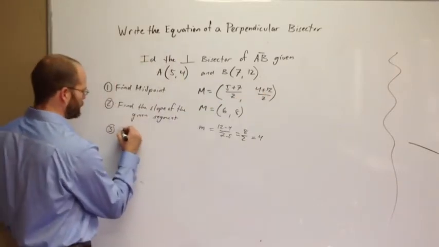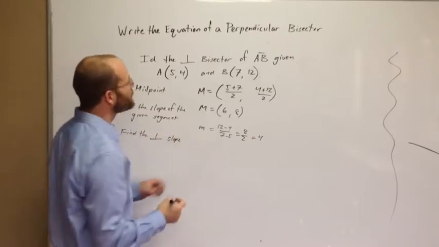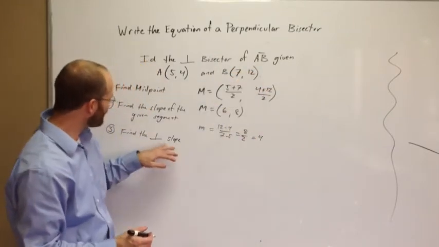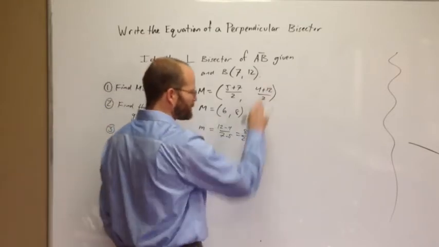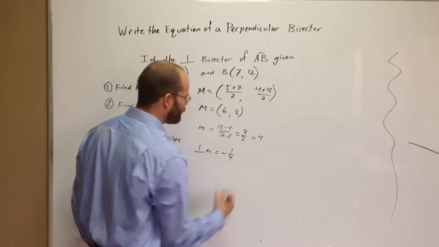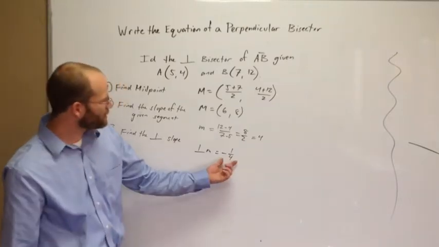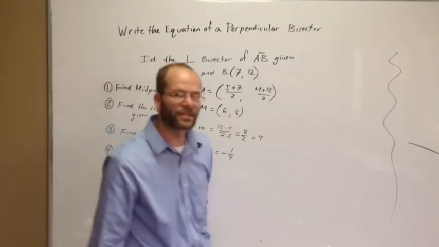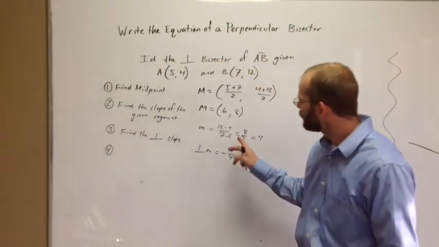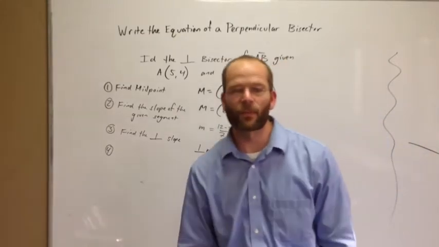Step number 3, find the perpendicular slope. Since we know the perpendicular bisector has a slope which is perpendicular to that of the given segment, we just need now to find the perpendicular slope. Well, if the slope of my given segment is 4, then the perpendicular slope is negative 1/4. Step number 4, use the slope and the midpoint to write an equation of the line that is the perpendicular bisector. It may be tempting to use point-slope form, and that would work perfectly fine. But in this case, it may be easier just to use slope-intercept form, y equals mx plus b.